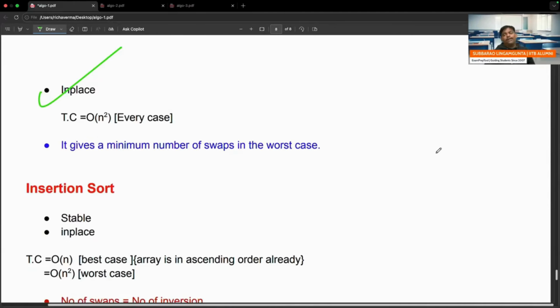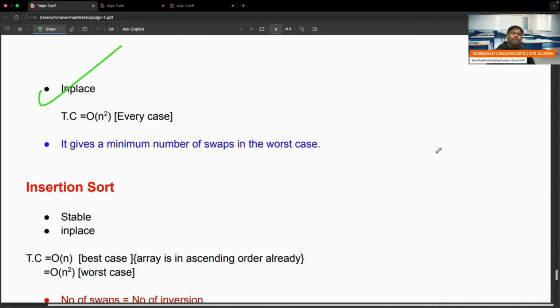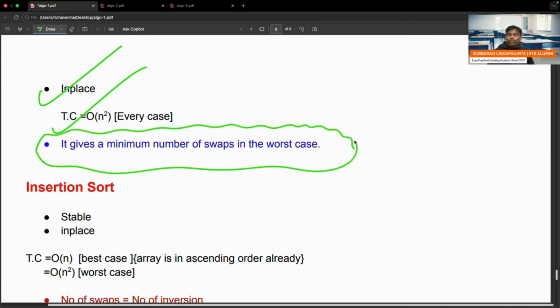It's an in-place algorithm, because you are doing it within the array. But because it is a selection sort, nothing new: n passes, approximately n minus 1 passes, every pass n time, so order of n square. Every case n square. The purpose of the selection sort is minimum number of swap operations. In the worst case, it will give minimum swaps because you don't swap every time. Lastly, you will do one swap. Because of that reason, it is not stable.